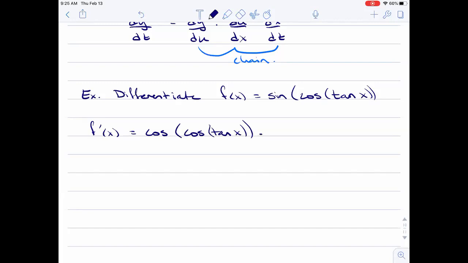Times the derivative of the inside, which I'm just going to rewrite as d dx of cos of tan x, because now I've got another chain. Chain, chain, chain.